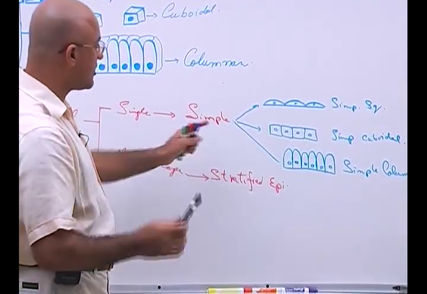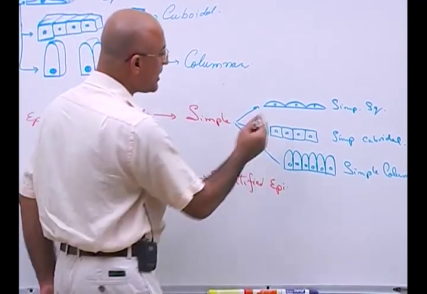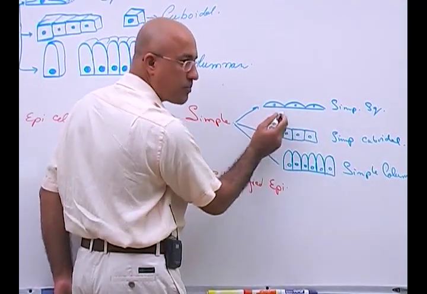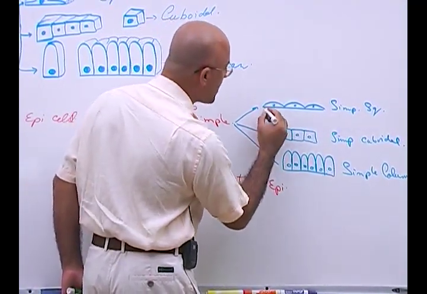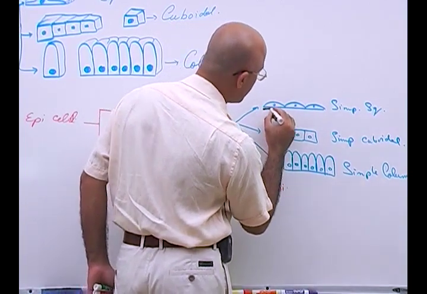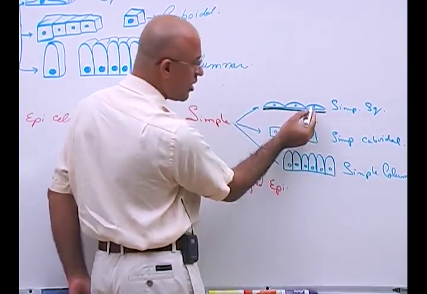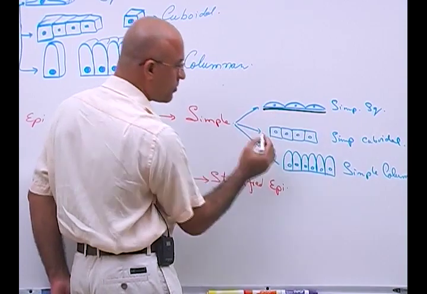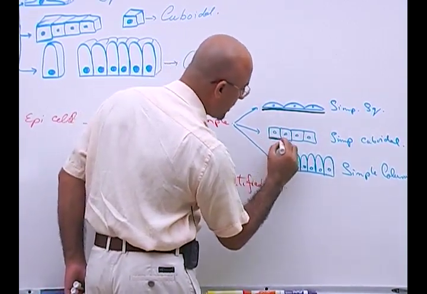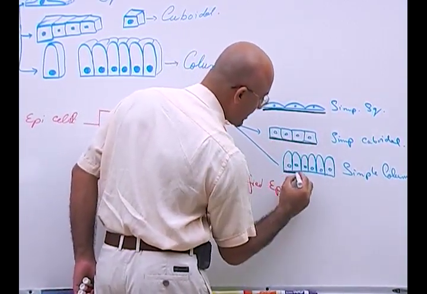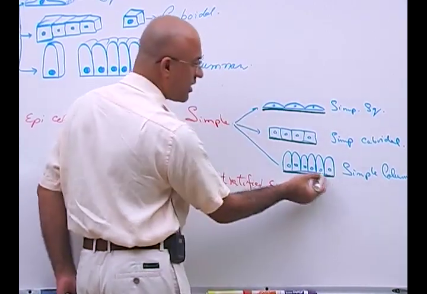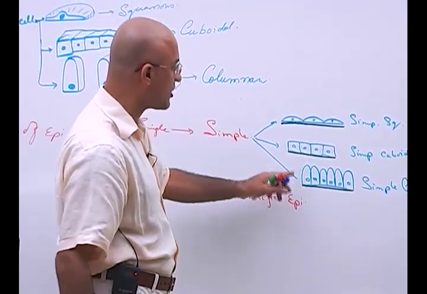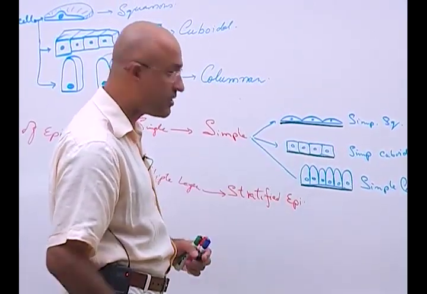The important point here is, in simple epithelium, all the cells which are participating in epithelial lining, all of them are attached with what? The basement membrane. All the cells are resting on the basement membrane, right? In simple epithelia, cells have a single layer and all the cells are attached to or resting on the basement membrane.